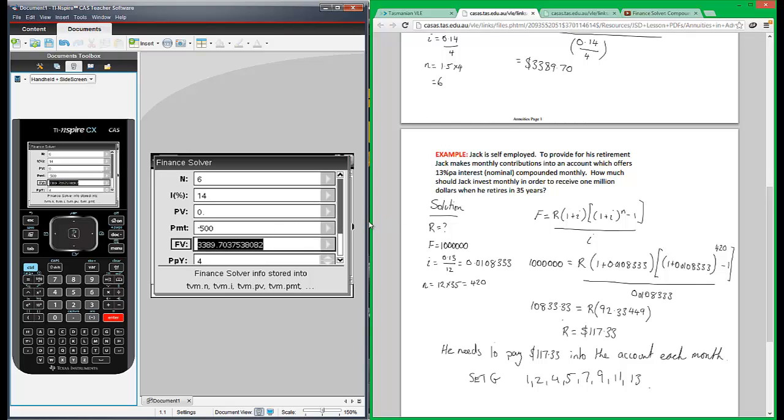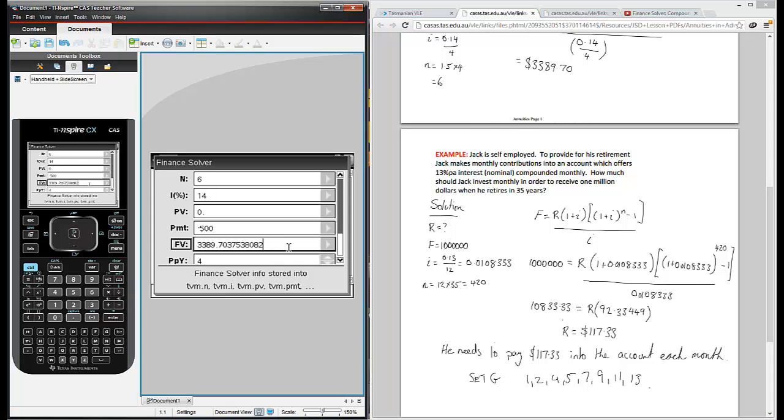Jack is self-employed to provide for his retirement. Jack makes monthly contributions into an account which offers 13% per annum nominal interest, compounded monthly. How much should Jack invest monthly in order to receive $1 million when he retires in 35 years? So in this question, we're being given the future value and we need to work out the payment. So the future value is $1 million.